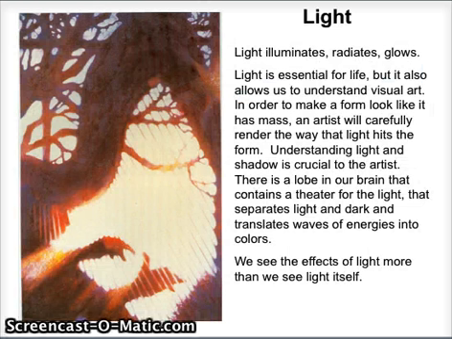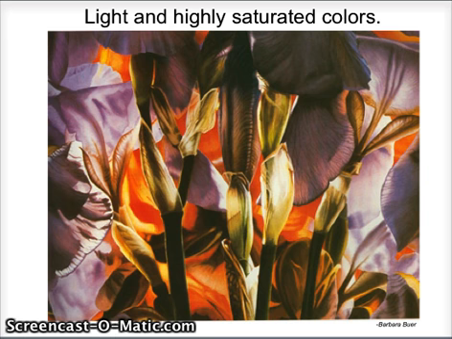So we have light. Light is an essential tool in the artist's playbook, so to speak. It's essential for life, but it also helps us to understand visual art. In order to make a form look like it has mass, the artist will carefully render the way that light hits the form. Understanding light and shadow is crucial to the artist. There's actually a specific lobe in our brain that has a theater for light. Now, of course, we see the effects of light much more than we see light itself. Here we have light and highly saturated colors.